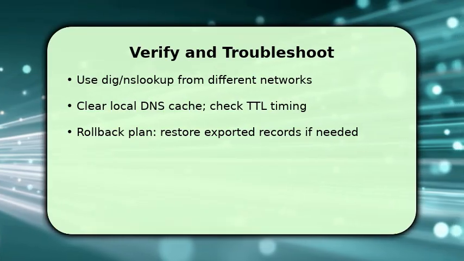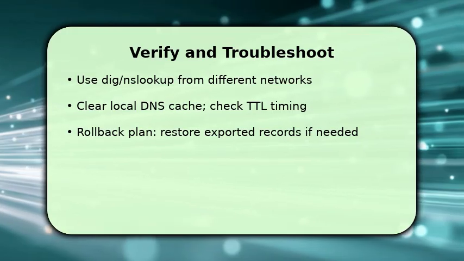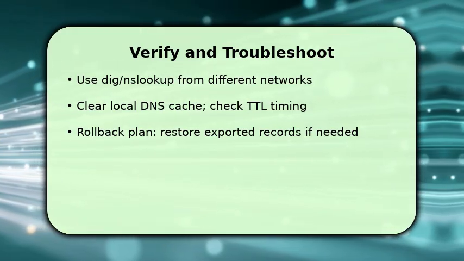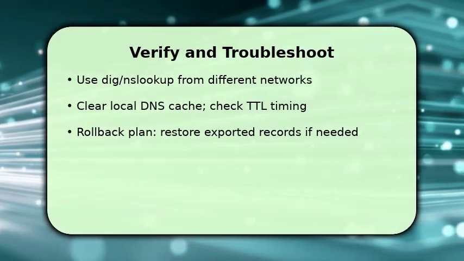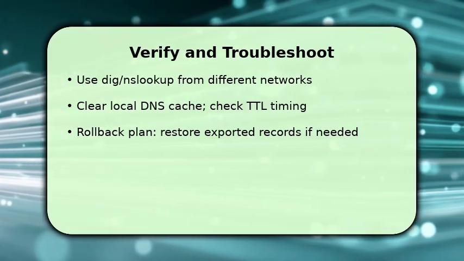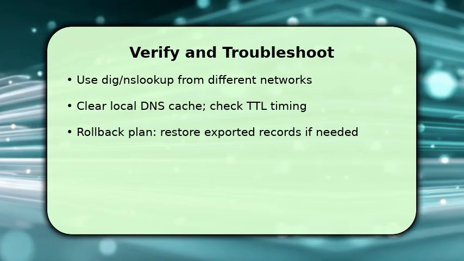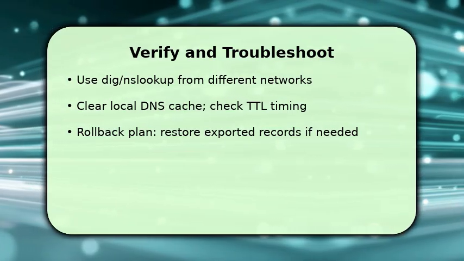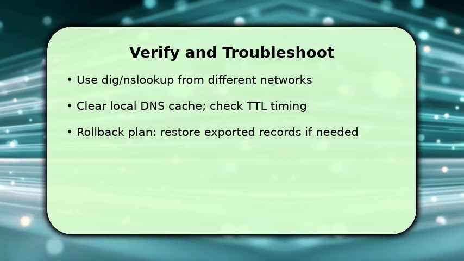Test services like HTTP, email, or certificate issuance tied to those records. If something fails, clear local DNS caches and wait for TTL expiry. That often resolves transient inconsistency. If issues persist, revert to the exported records you saved earlier or adjust the offending entry. One troubleshooting tip: if resolution differs across regions, check secondary servers.